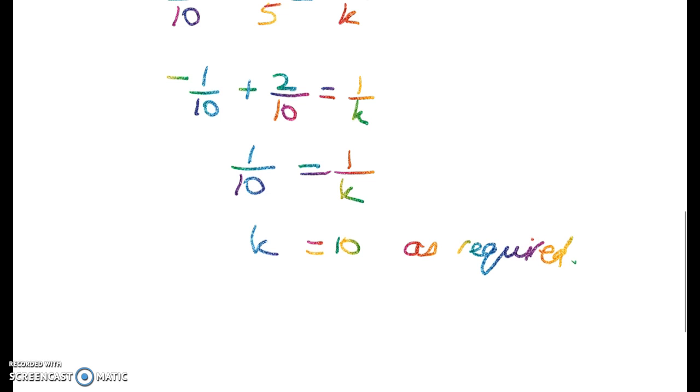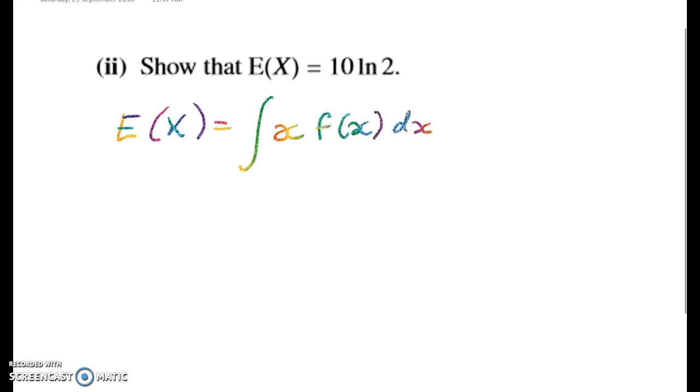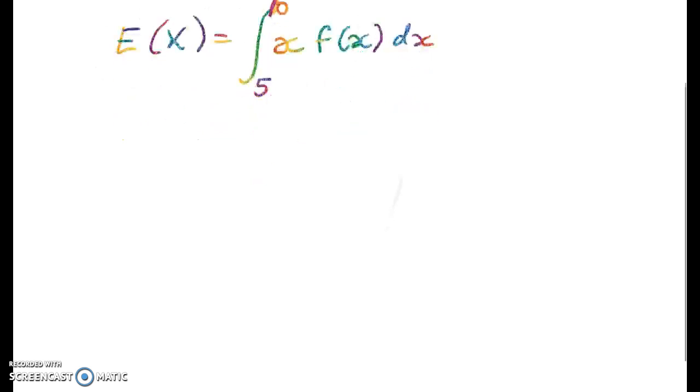All right, the next question is a follow-on from that. It's to find the expected value of x. Right, so again, show that E of x is equal to 10 log 2. Well, E of x of a random variable is x times f of x dx. And my limits here are from 10 to 5.